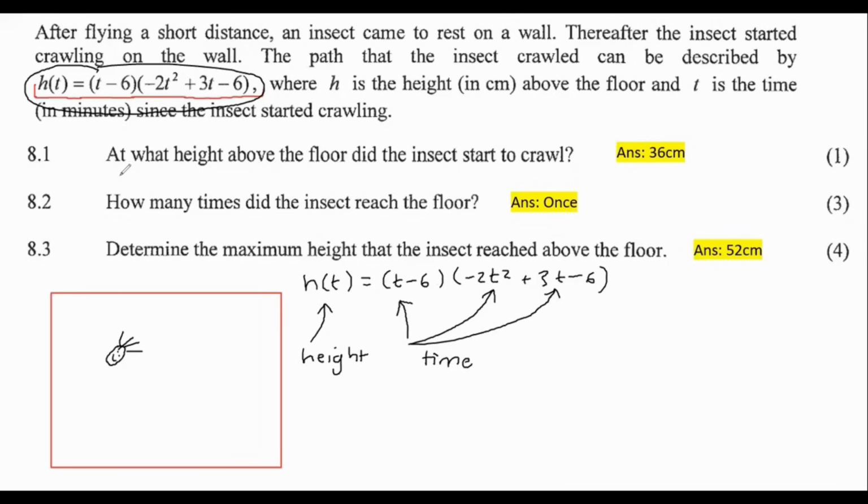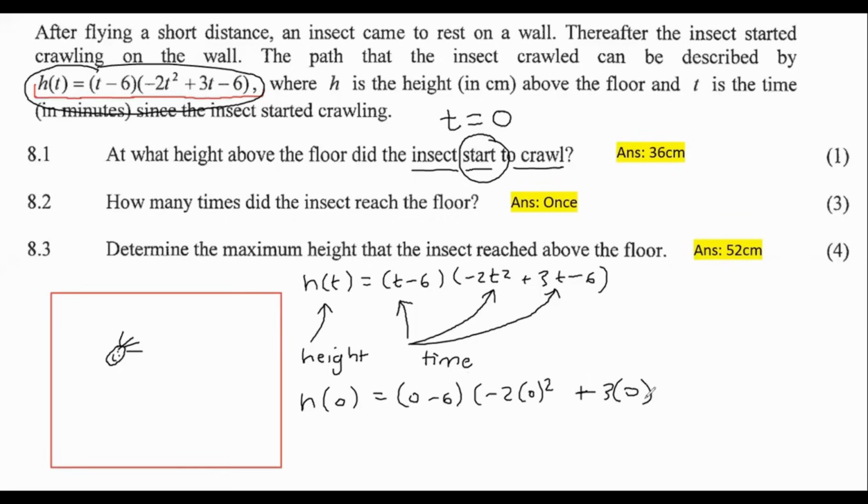In question 8.1, it says, at what height above the floor did the insect start to crawl? So guys, when it says it started, we know that when something starts, the time will always be 0. So all that I do is I take this equation and I plug in 0 in the place of time, because that's how anything starts. You always start at 0 time.